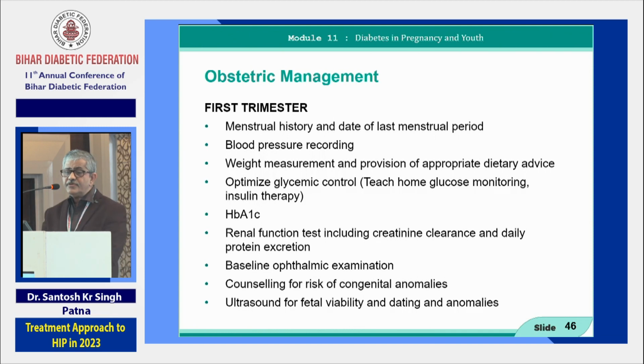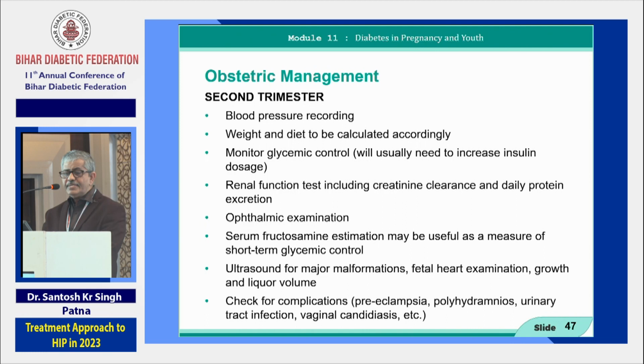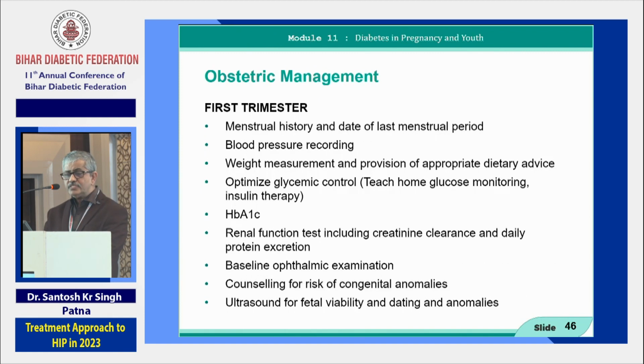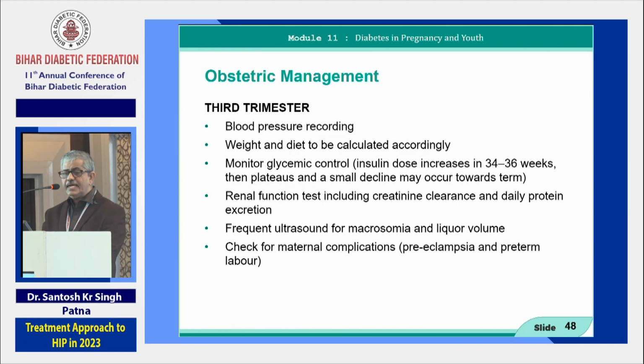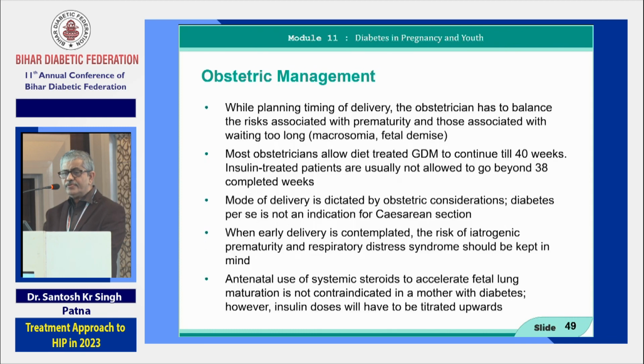Now, obstetric management during the first trimester, this is important to take care of all the aspects, including the retina and the renal. In the second trimester, again, emphasis on the glycemic control and ultrasound. This is for the major malformations in the first trimester and for the viability. So it should be very clear when to go for an ultrasound and for what. So ultrasound in the first trimester for fetal viability, dating and anomalies. Second trimester is mainly for the complications, and then we have polyhydramnios, which can be diagnosed with ultrasound. Third trimester, which is an important part, is the frequent ultrasound for macrosomia.